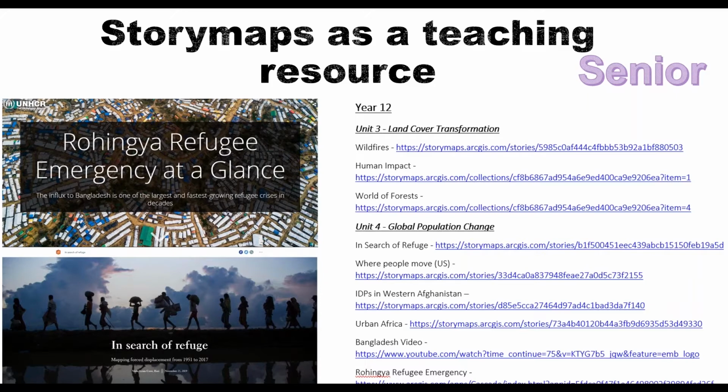Because StoryMaps is becoming so popular in schools these days, it's really important to source them correctly and make sure that they're not a student's work. Quite often you'll see students sharing their story maps publicly, but it's really important to check the sources. You can see this one here is UNHCR, and this one down here is just wonderful, In Search of Refuge. That was the winner, and it's got Esri on it as well. So, just making sure that they're really well-sourced story maps as teaching resources.